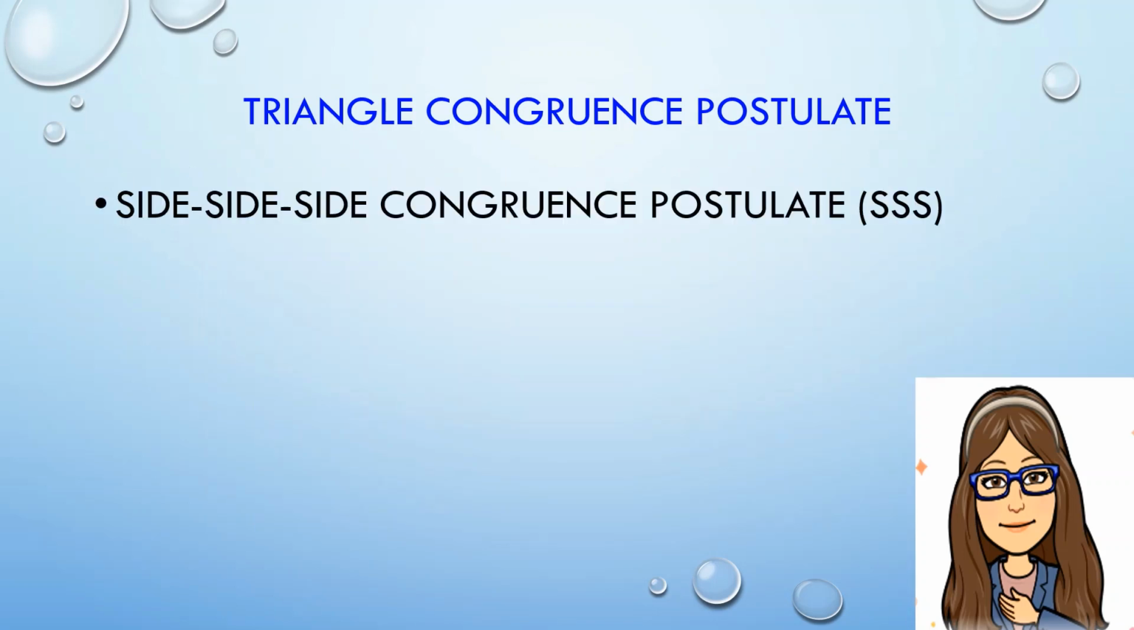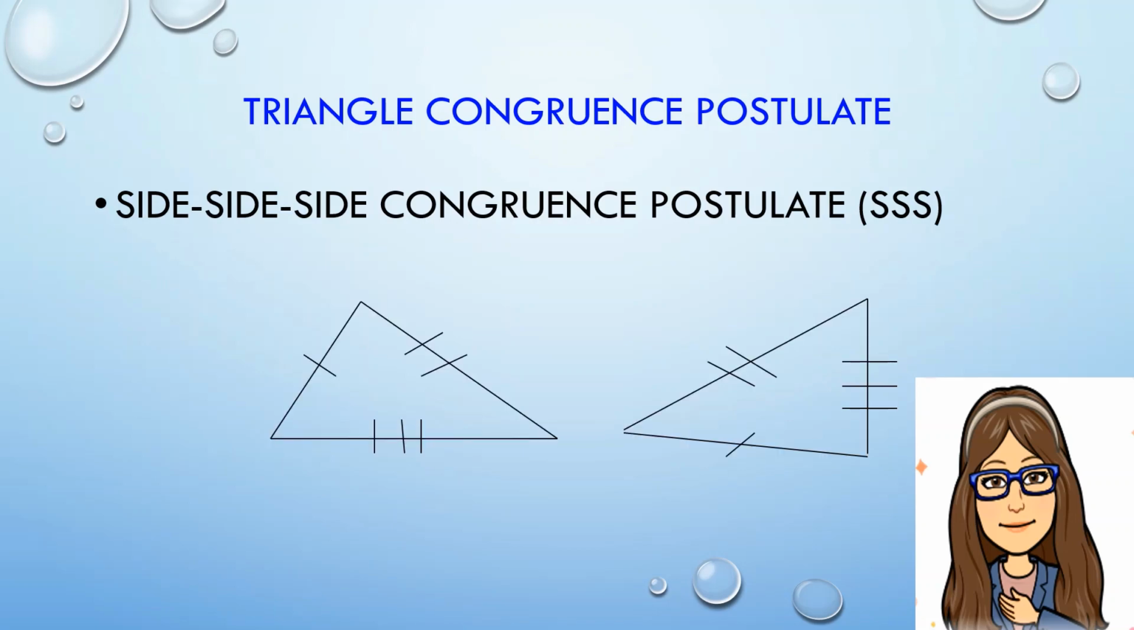3. Side-side-side congruence postulate, or SSS. This states that two triangles are congruent if their corresponding three sides are congruent. Let's look at the two triangles. The corresponding sides with one tick mark have equal length. The corresponding sides with two tick marks also have equal length. And the sides with three tick marks are equal as well. Now, since the three corresponding sides are congruent, we can say that the two triangles are congruent by SSS postulate. To sum up, we have three triangle congruence postulates: SAS, ASA, and SSS.